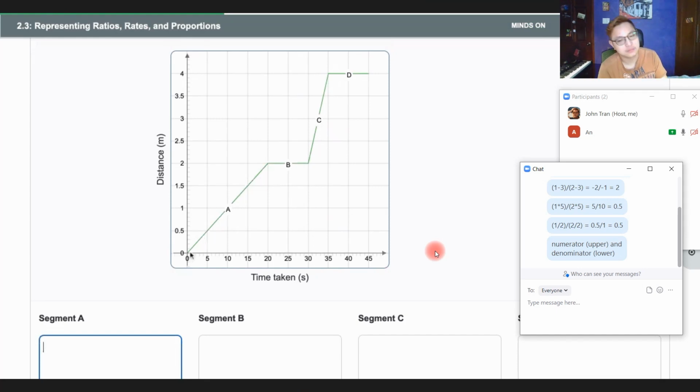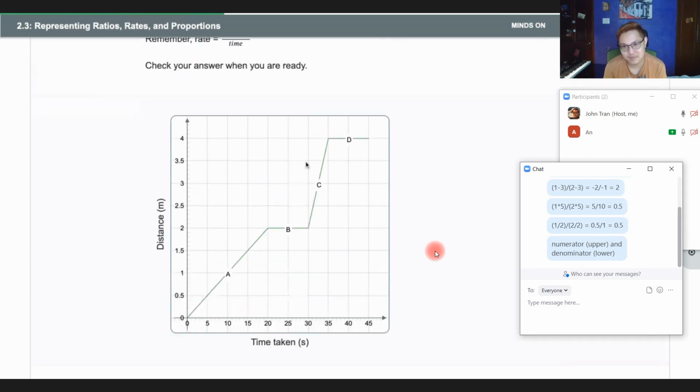So from 0, it took 20 seconds to reach 2 meters, and from B it keeps going, staying at 2 meters for 10 seconds, up to 30 seconds. So it means that she doesn't move. It means that for those 10 seconds she doesn't move anywhere.